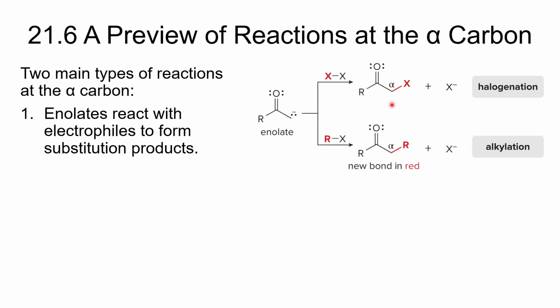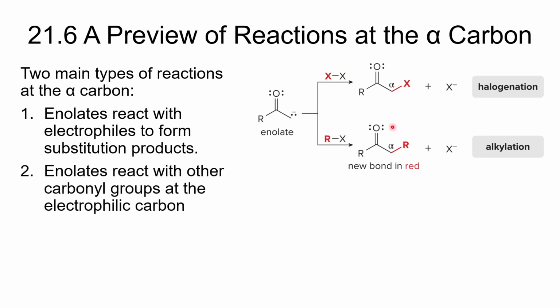And we can do this with halogenation, which is not SN2, it's a different kind of reaction. But we can do it with alkyl halides, and it will be alkylation, that'll be an SN2. Either of these, again, are going to involve direct reaction with either a carbon or a halogen to give you substitution. The other type that we're going to talk about in this chapter, and we talk about this more in the next chapter, is where we react the enolate with other carbonyl groups.